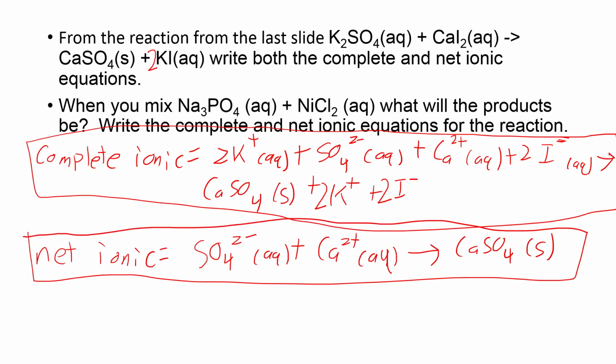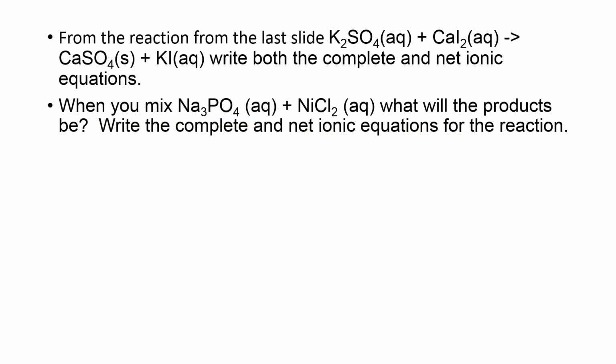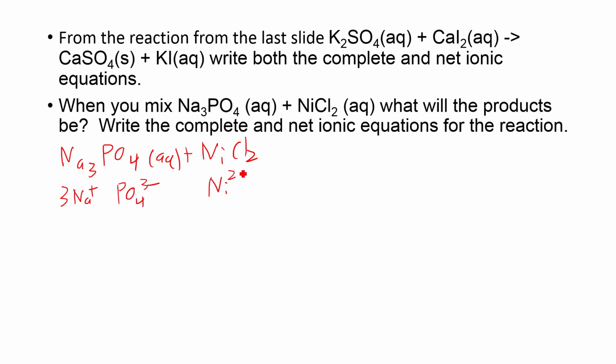Now, let's look at one more example like this. We're going to mix some sodium phosphate and some nickel chloride, and we're going to try to figure out what the products would be. For this one, we have to start by figuring out whether we make anything soluble or not, before we can write our complete ionic equation. So we have 3 sodium pluses and a PO4 3-, and we've got a nickel 2+ and 2 chlorine minuses.